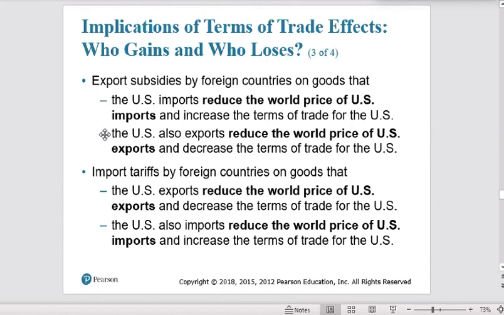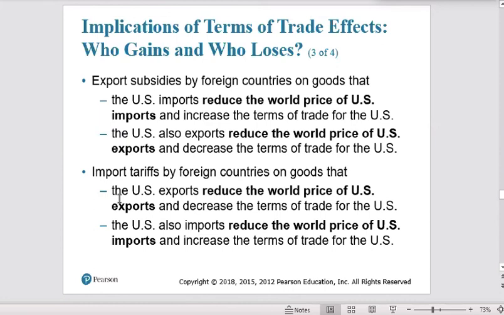So this is what it says here. The US, so export subsidies by a foreign country on goods that the US also exports will reduce the world price for US exports, and decrease the terms of trade for the US. Same idea as the banana example for China, right? All right. What about import tariffs?